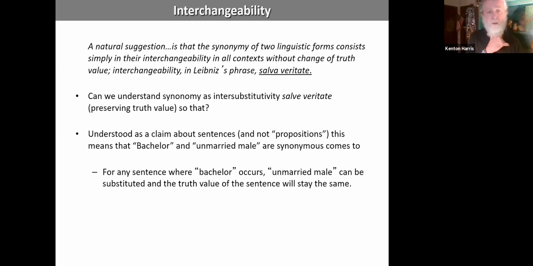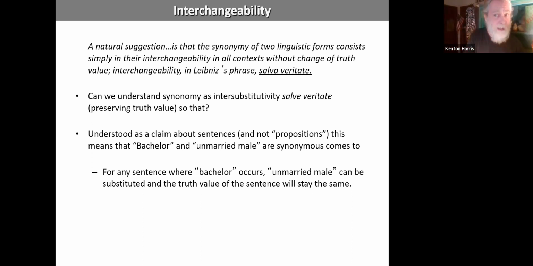So understood as a claim about sentences and not propositions, this means that "bachelor" and "unmarried" are synonymous comes to: for any sentence where the word "bachelor" occurs, "unmarried male" can be substituted and the truth value for the sentence will stay the same. So notice, if we are restricting ourselves to talk about language, in this case, an English sentence, "my brother is a bachelor," "my brother is an unmarried male," two English sentences.